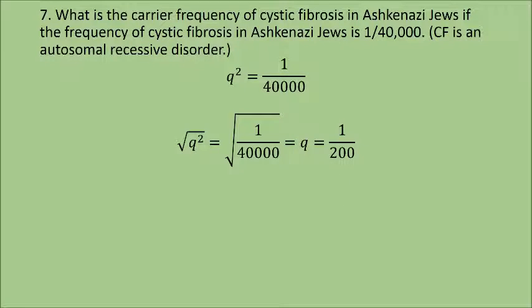So for the next equation, to find the carrier frequency, we just do 2 times P times Q. That equals 2 times approximately 1 times 1 over 200. That equals 1 over 100, and that's it.